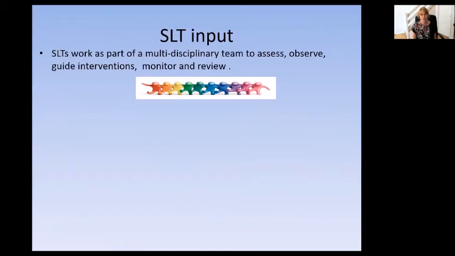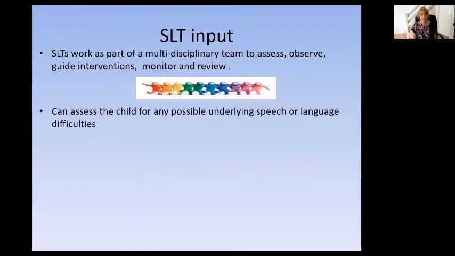So what do we do? What is our role? We will work as part of a multidisciplinary team to assess, observe, guide interventions, monitor the child's progress, and then review. That multidisciplinary team is parents and carers, extended family, if they want to be involved, teachers and teaching assistants, and sometimes includes clinical psychologists from Young Minds Matter, who we might use to consult and discuss with children with complex anxiety disorders. We'll assess the child for any possible underlying speech and language difficulties that might be causing additional anxiety.